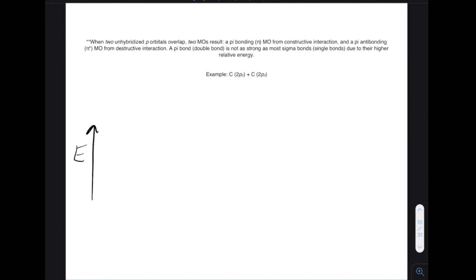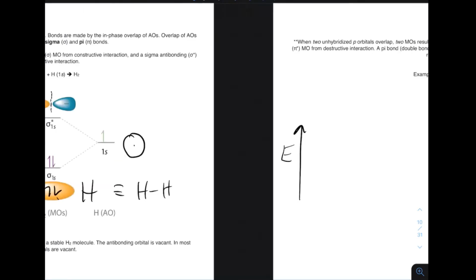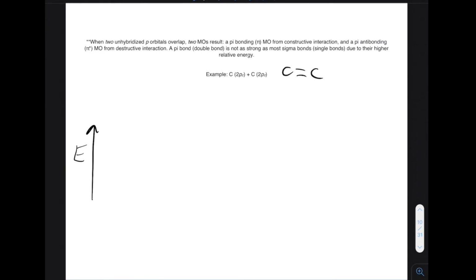So let's look at this example. When you have the two pz orbitals coming together for two different carbons, so if we just had, for example, a carbon-carbon double bond, let's take a look at what that would look like in the MO diagram.